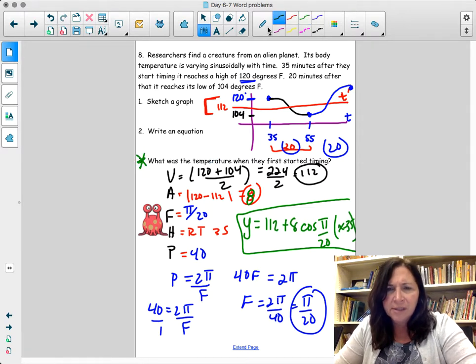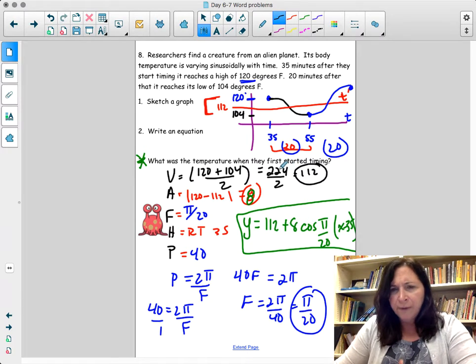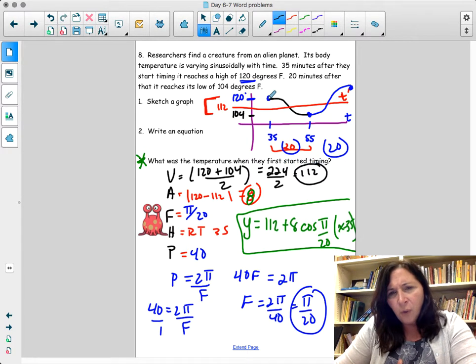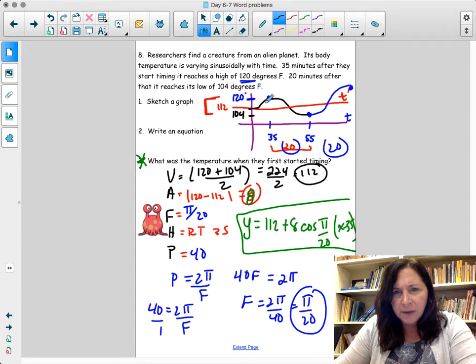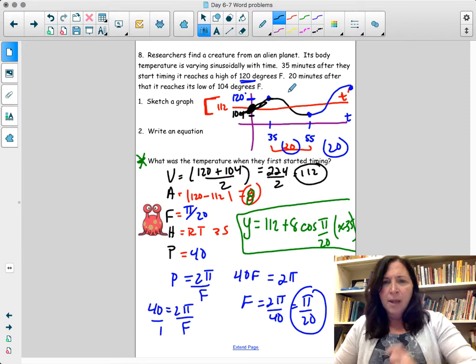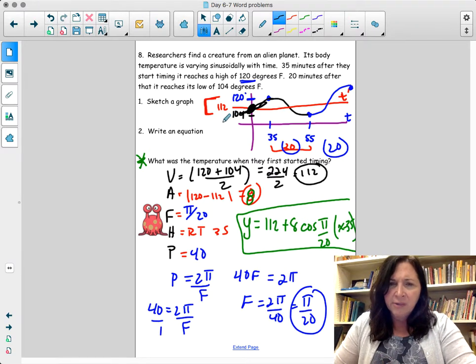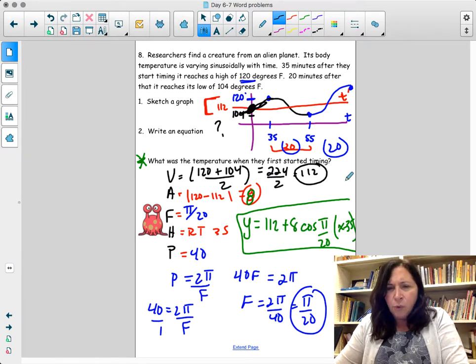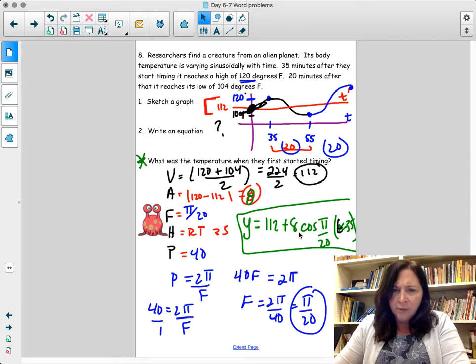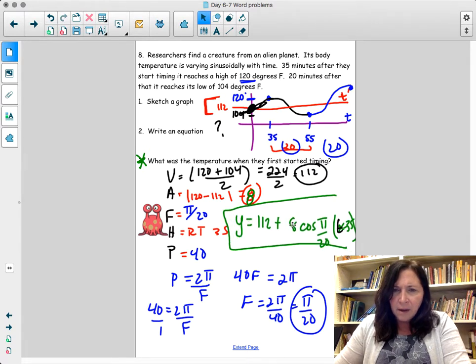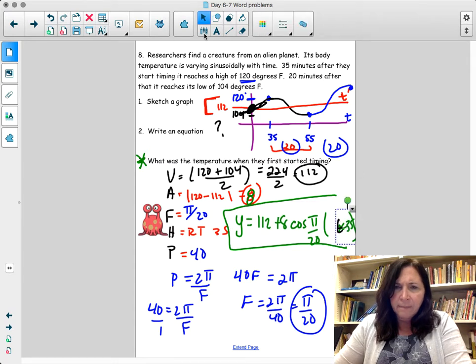And this question basically says, what was the temperature when they first started timing? So I'm looking for this number right here. Where did I cross my y-axis? That's the big question. And in order to do that, remember this is time minus 35. I'm going to move that over a little bit, because I'm going to rewrite that so you can see it better.